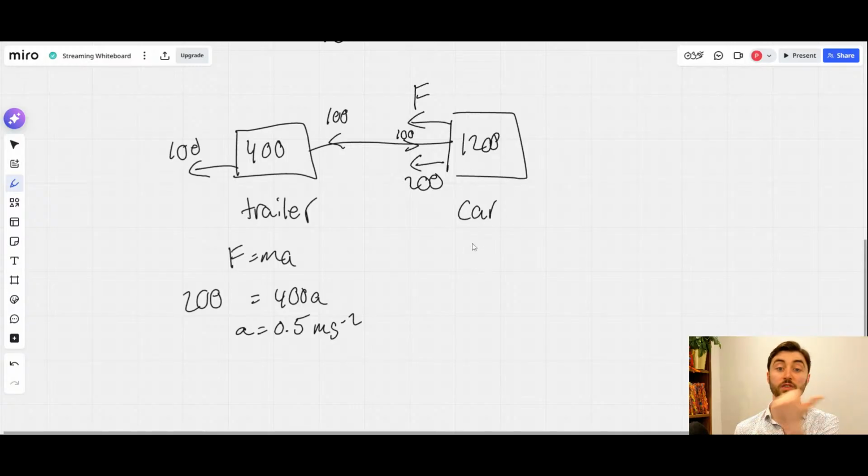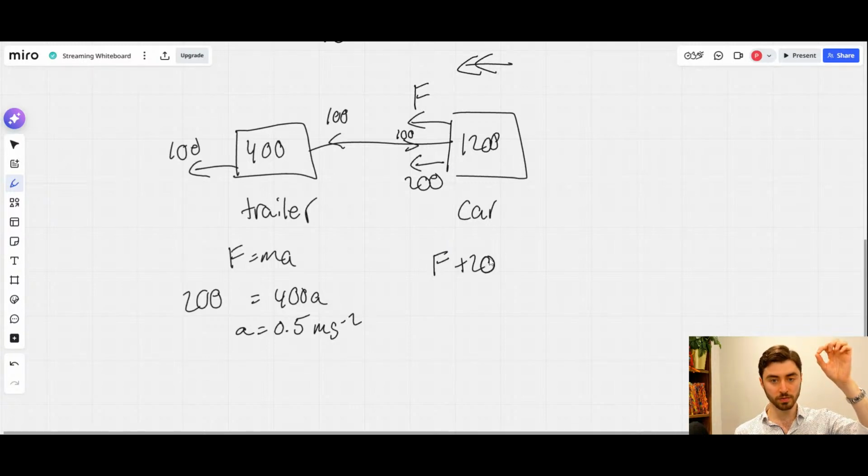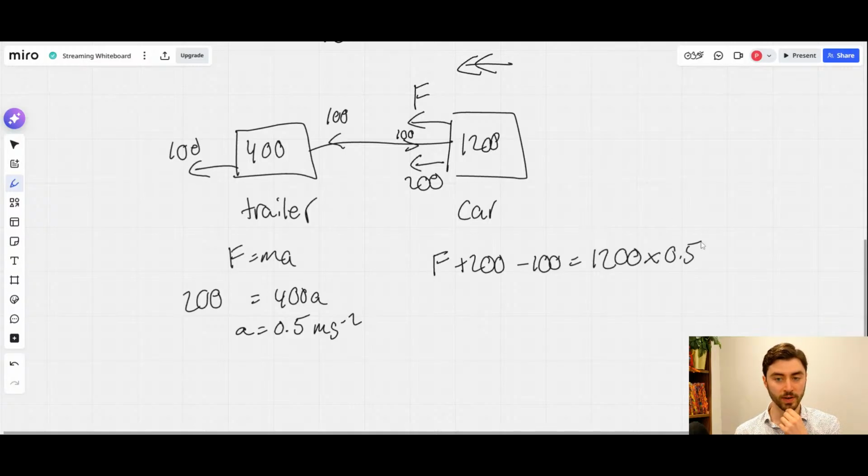So in this case, the forces acting backwards are the ones that will be positive because those are the ones in the direction of the acceleration. So this F I'm trying to calculate, plus 200 minus 100 equals 1200 times that same acceleration of 0.5. So you're going to get F plus 100 equals 600, and then F equals 500 newtons is the force of the brakes on the car slowing it down.